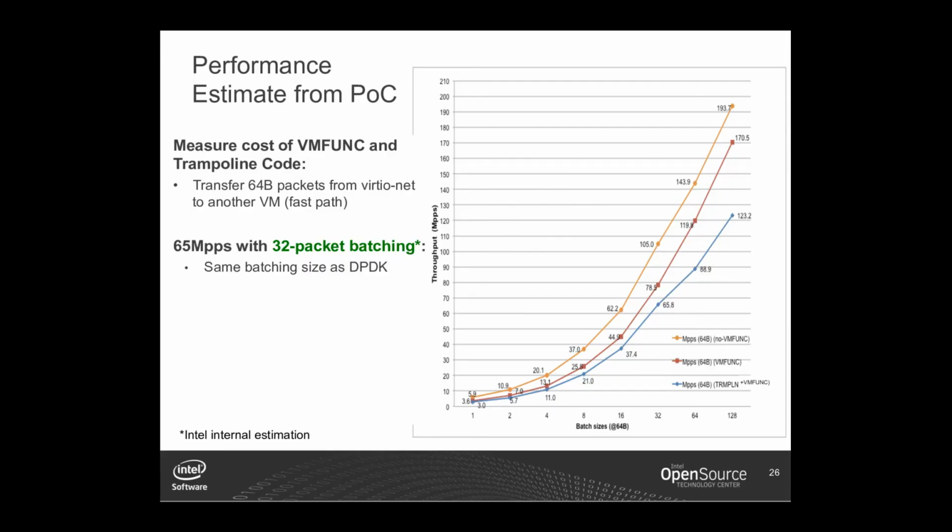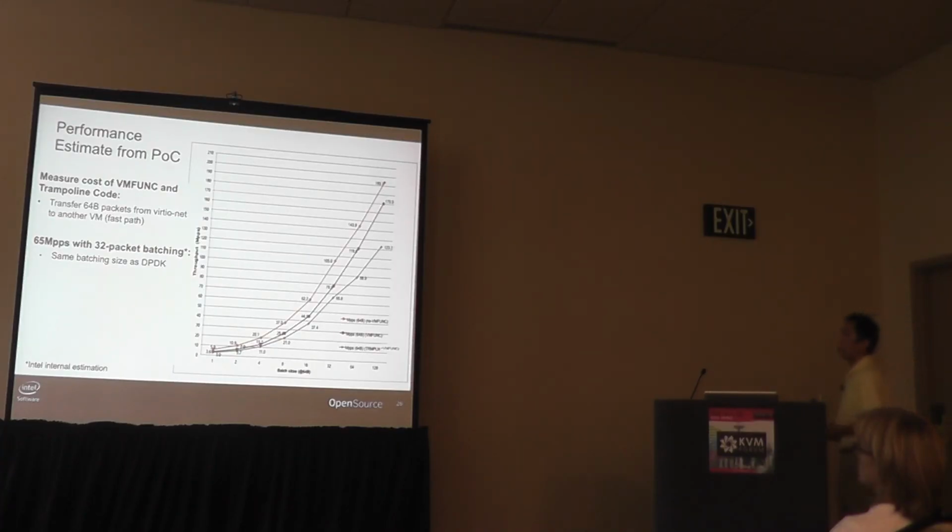So I have performance data from the POC, and so far this is what we get. The orange line is just a memory copy. We don't do anything else, so this is kind of the theoretical performance. You cannot beat this one. The other one is just vmfunc, with no trampoline page. Then the third one is closer to the actual case, where we use a trampoline code.